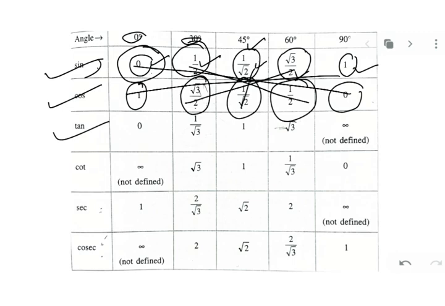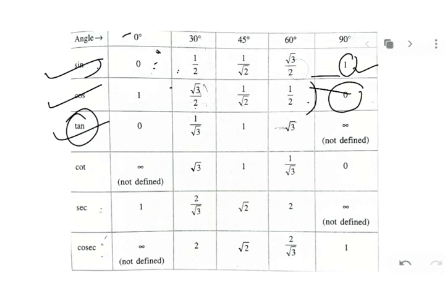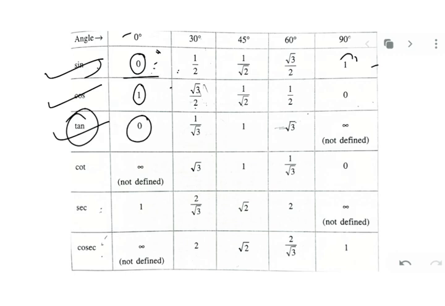And then tan is what? Tan is sine theta upon cos theta. So you have sine 0 degrees as 0 and cos 0 degrees as 1. So what will be tan 0 degree? 0 upon 1, that is 0.